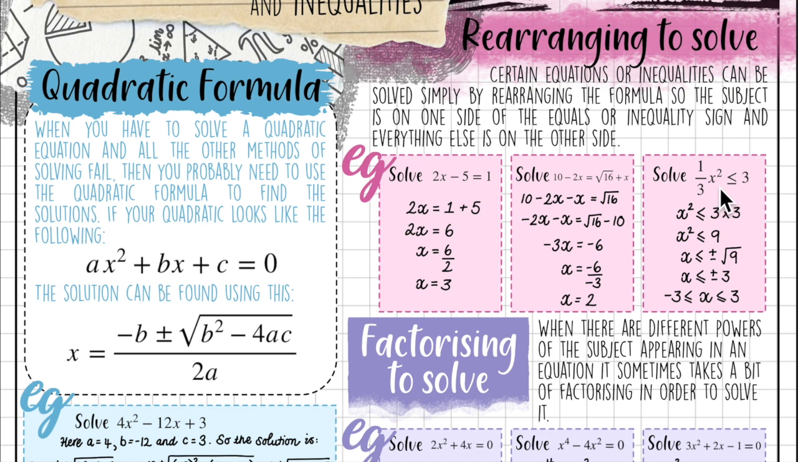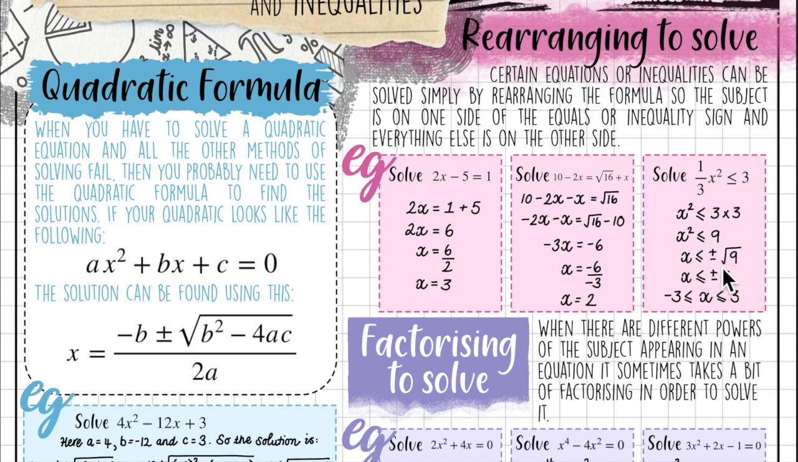Again, we can just rearrange. We need to get x on its own. So we times both sides by 3, which is done here. And then we need to get rid of this power of 2. To get rid of the power of 2, we square root both sides. Remember, if you're square rooting, you have to put this plus or minus sign here.